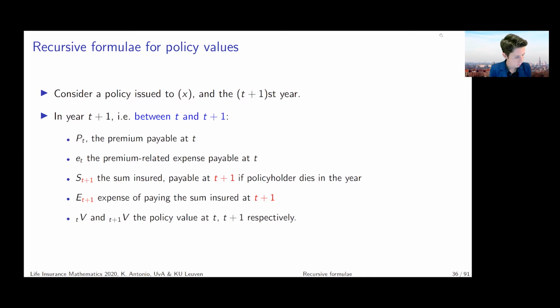So now I want to write down a more general expression on how to go from the policy value at time t to the policy value at time t plus 1. Do note that I distinguish between two types of expenses, premium-related expenses. They will come with the payment of the premiums at time t. And I have expenses which are related to paying out the insured capital, right? That's the expense here, capital E_t+1, which will be payable at time t plus 1 if our insurance company has to pay out the sum insured at time t plus 1.